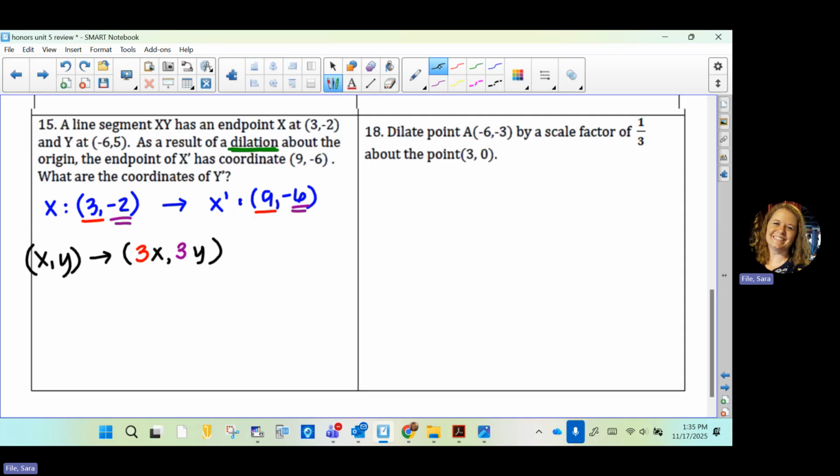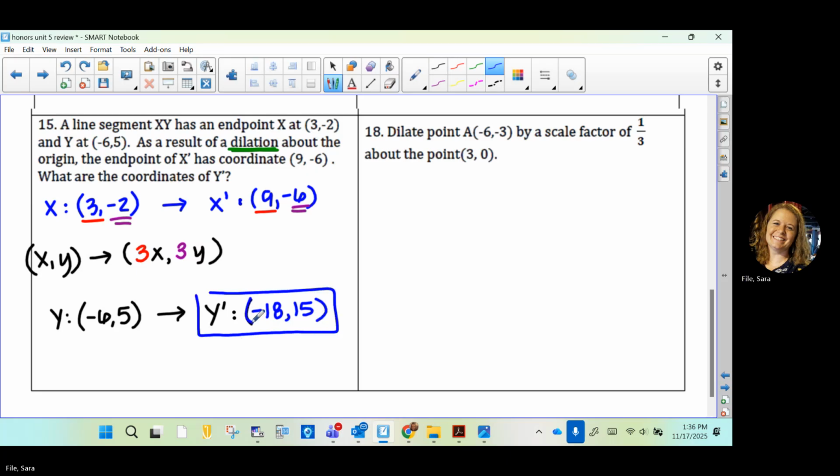Okay, so then I'm going to take my original y, and to get y prime, I would apply that rule. I'd apply that scale factor of times 3. So what is -6 times 3? And what is 5 times 3? So that would be my new y prime. Okay, that's a basic dilation. We just figure out the scale factor and then apply it.